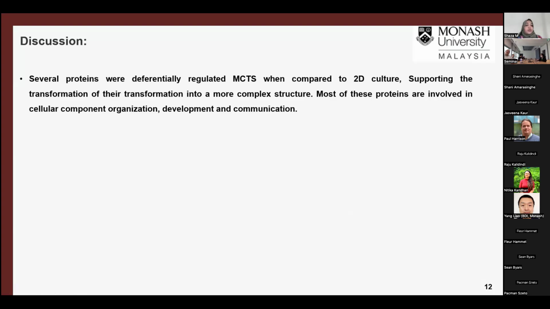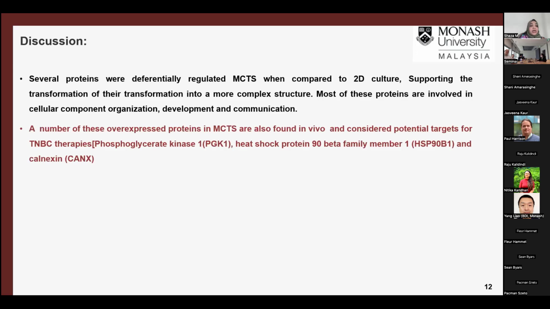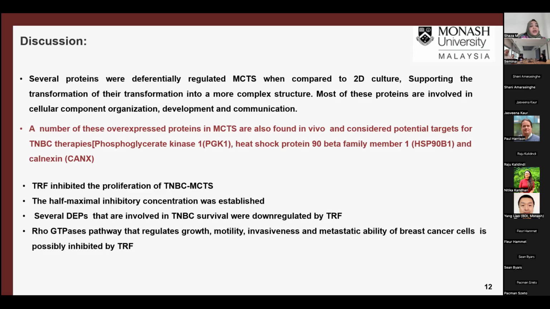So in general, several proteins were differentially regulated between spheroid and 2D culture, supporting the transformation of 2D culture into a more complex structure. Most of these proteins, as I said before, are components of organization of development and communication between cells. A number of these overexpressed proteins are found in vivo and considered potential targets. One of them is PGK and HSP90B1, which I think is in the first phase of clinical trial.